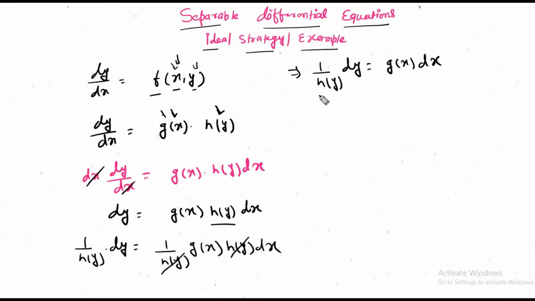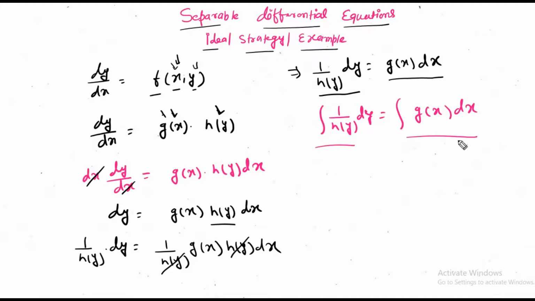Here we got the function which depends upon y on the left side and the function which depends upon x on the right side. So we take a further step to integrate both sides: integration of 1 by h of y dy is equal to integration of g of x into dx. This is the strategy for first order differential equation solutions, and we take an example to clarify this concept.